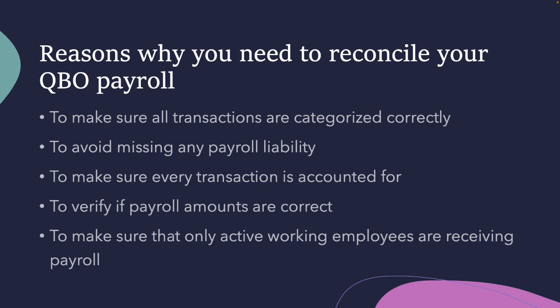We talked about that before, right? Make sure that your 401k or all your liability, your tax liability, everything is there. Okay, to verify if payroll amounts are correct. That's an important one. So you want to make sure that you're not overpaying your employee, or maybe you made a mistake or underpaying or whatever it is. You want to make sure that all the amounts are what they're supposed to be, and to make sure that only active working employees are receiving payroll. That's kind of like a no-brainer, right?